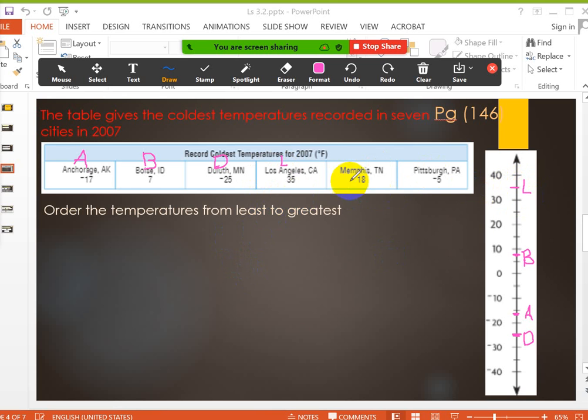Okay, the last one, 18. 18 will be between 10 and 20. It will be down or up? First thing, down or up. This is a positive integer, that means it will be up. 18 between 10 and 20, after 15, right here, this is the point 18, and I will name it M.